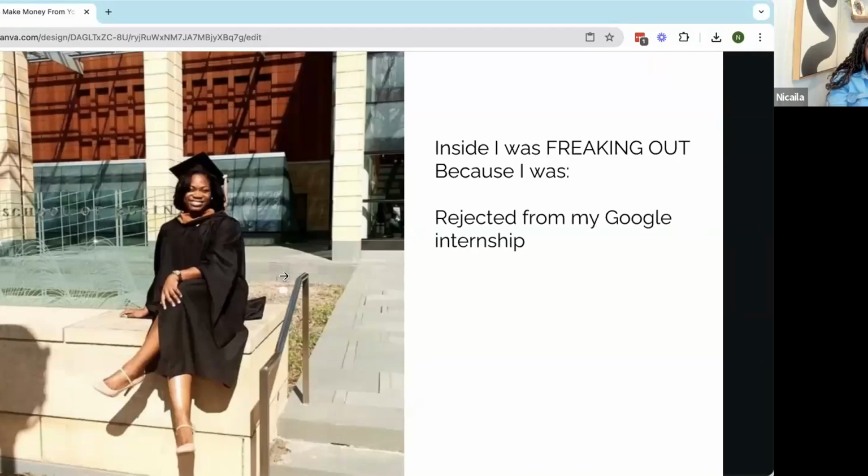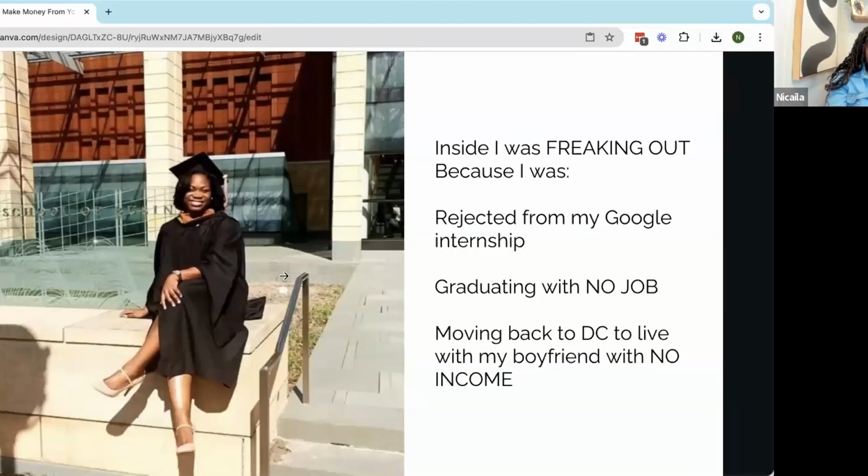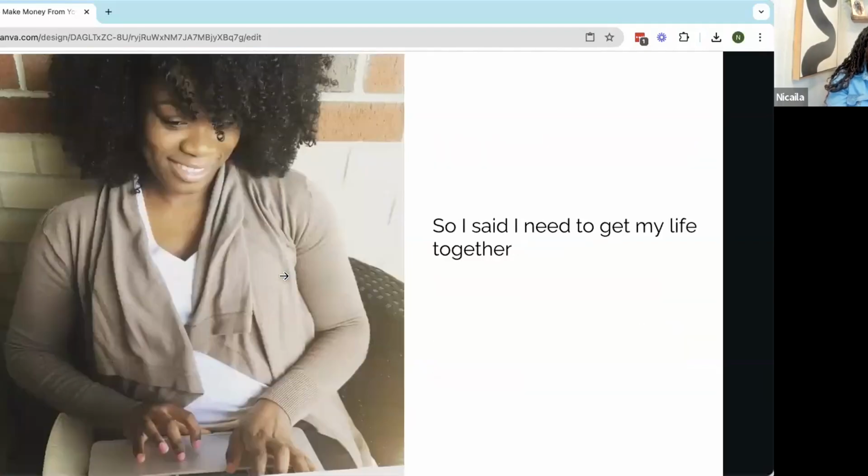I was getting ready to leave school. I was rejected from an internship that I thought would give me a full-time job. So here I'm graduating with no job, which no graduate ever wants to do. And I was moving back to DC to live with my then boyfriend, now husband, but with no income, barely any savings, feeling like a real failure. And if you've ever found yourself in life feeling like, how did I get here? Those feelings were the feelings I was having in that moment.